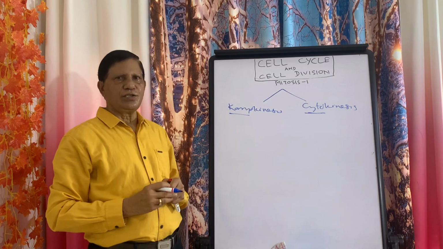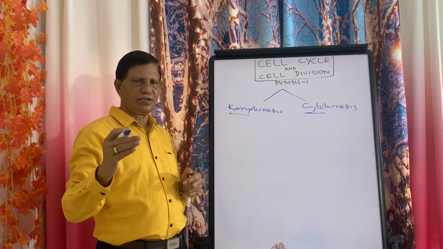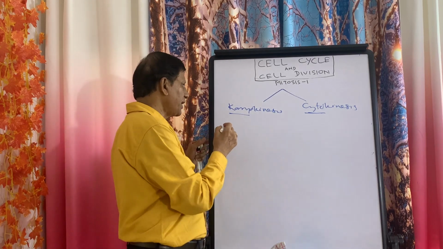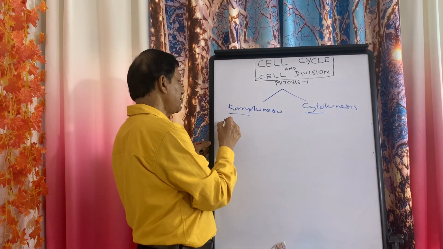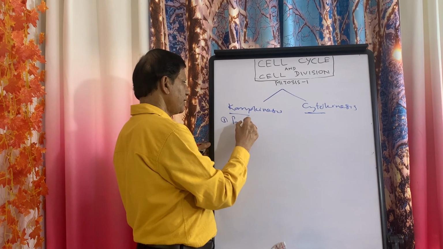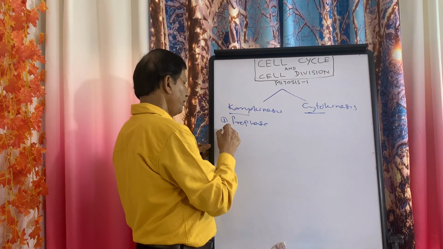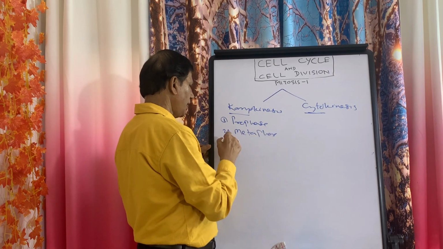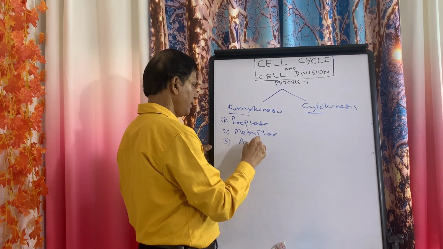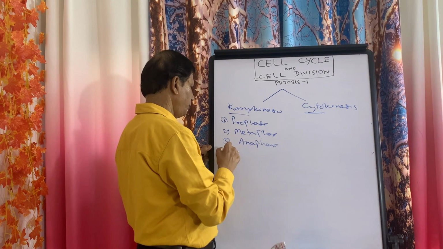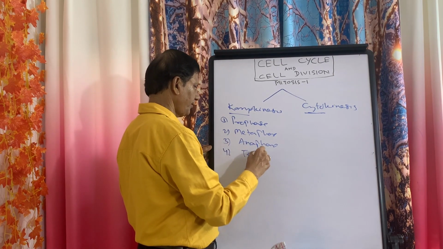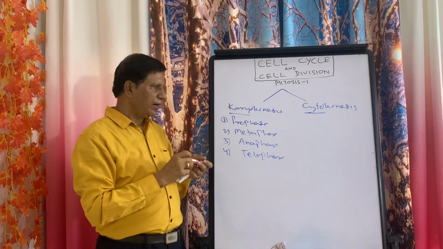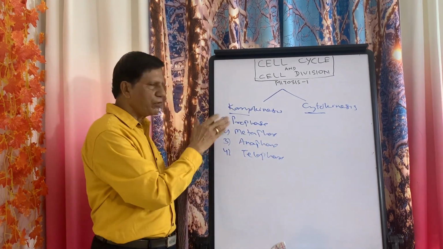Now karyokinesis is a continuous process, but for the purpose of our discussion, we can divide karyokinesis into four stages. First is prophase, number two metaphase, third one is anaphase, the fourth is telophase. They take place in a sequential manner. Now let us first discuss this prophase stage.